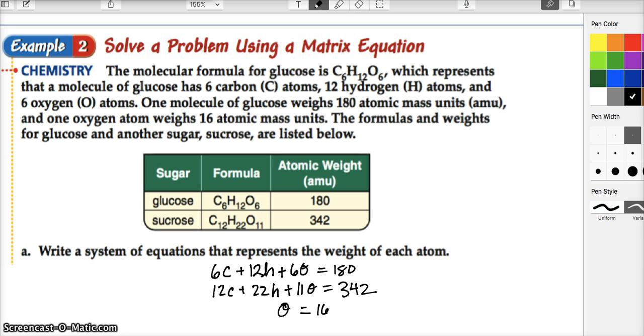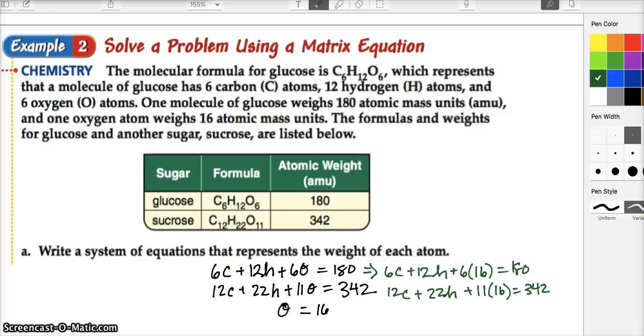We could look at this as a system of equations with 3 variables, or we could make it a system with 2 variables. When you get into a 3 by 3 matrix, things get a little bit difficult. So let's make this a situation where we only have 2 variables, C and H, since we already know what oxygen weighs. We're going to plug in 16 for oxygen and then change our equations a little bit.